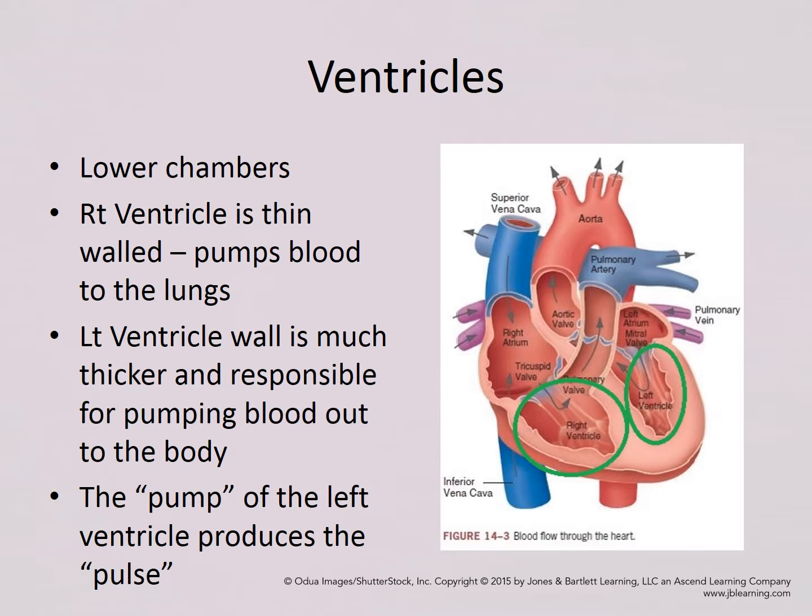This one just focuses on the ventricles. Remember, these are the lower chambers in the heart. The right ventricle is a thin-walled pump, and it pumps blood to the lungs. The left ventricle is a thicker, stronger pump, because it has to push that blood all the way out through the body. It is the pump of the left ventricle which produces the pulse when you feel someone's wrist. Let's go on.